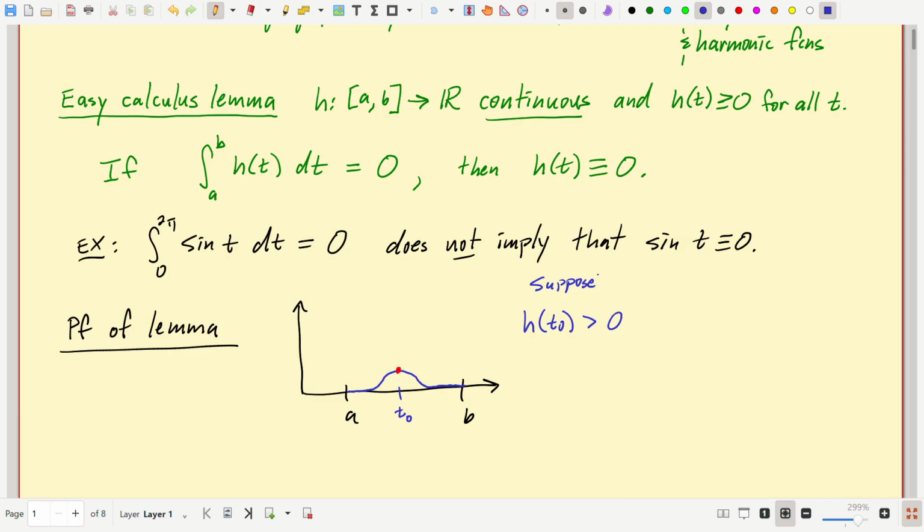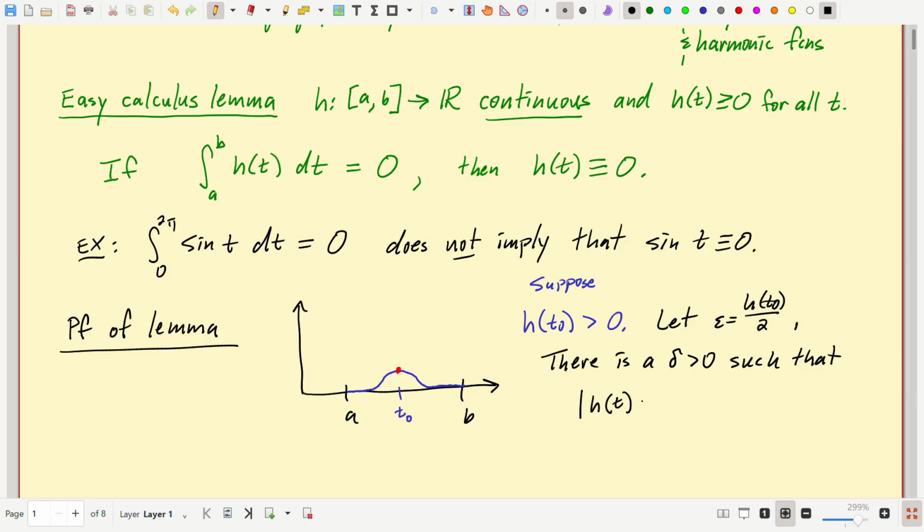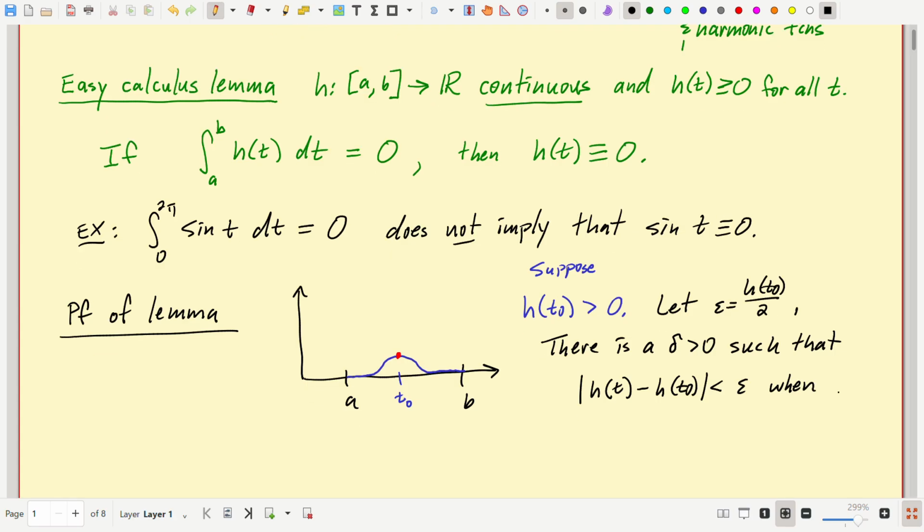Well, if h of t naught is greater than 0, we have continuity. So let's let epsilon be equal to h of t naught over 2. Then, because of continuity, there exists a delta such that the absolute value of h of t minus h of t naught is less than that epsilon when the absolute value of t minus t naught is less than delta.